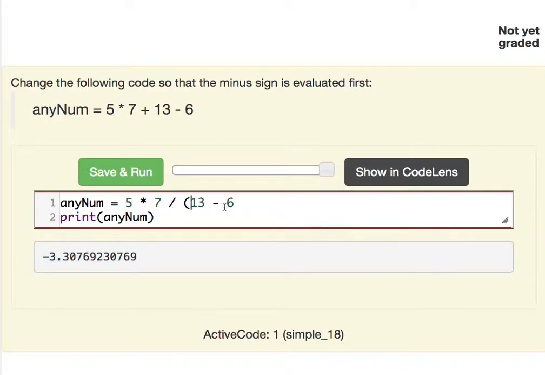But then if we do the parentheses, then it does this first, which gives us 7, and then it does this one next, because these two are in the same order of precedence, so it goes from left to right. It does that, 35 divided by 7 is 5, so we get a 5, right? So that's the way that this problem works.